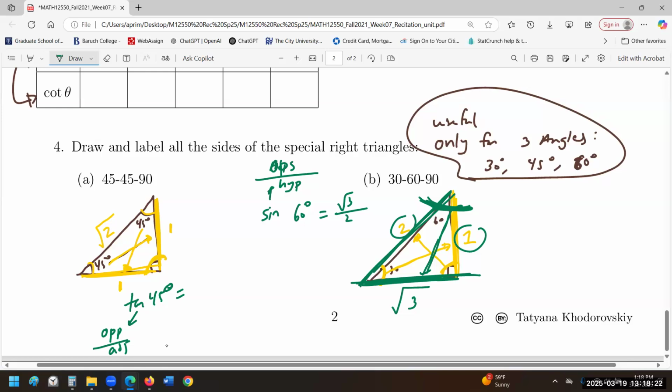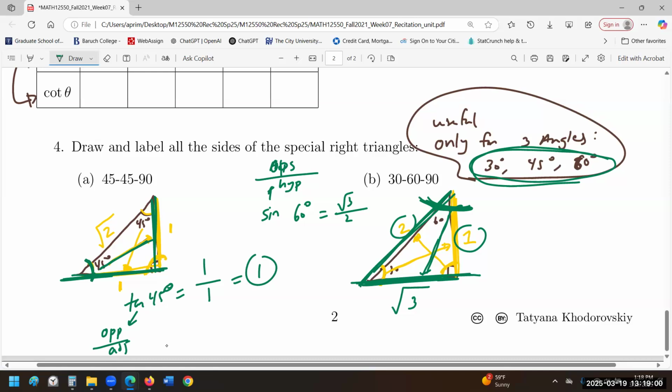So in terms of triangle, tangent is opposite side over adjacent side. Let's say you're looking at this 45 degree. This 45 degree has opposite side here, which is 1, and adjacent side here, which is also 1. 1 over 1 is 1. That means tangent 45 degree is 1. So you can use sine, cosine, tangent, cosecant, secant, cotangent, any trig function for these 3 angles. To find their values, you can use these 2 triangles.